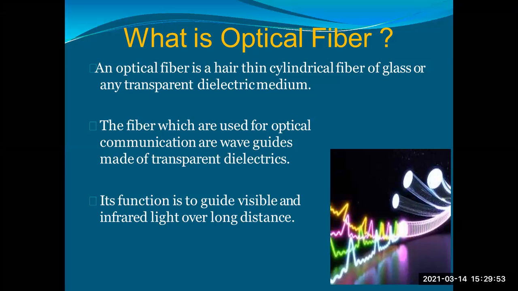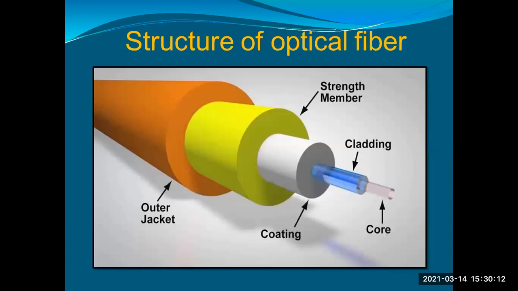Physically, the optical fiber is a thin cylindrical fiber of glass or transparent dielectric medium. This fiber optic cable is used for optical communications as a waveguide and is made of transparent dielectrics. It will guide visible and infrared light over long distances. Now you can see the structure of the optical fiber.